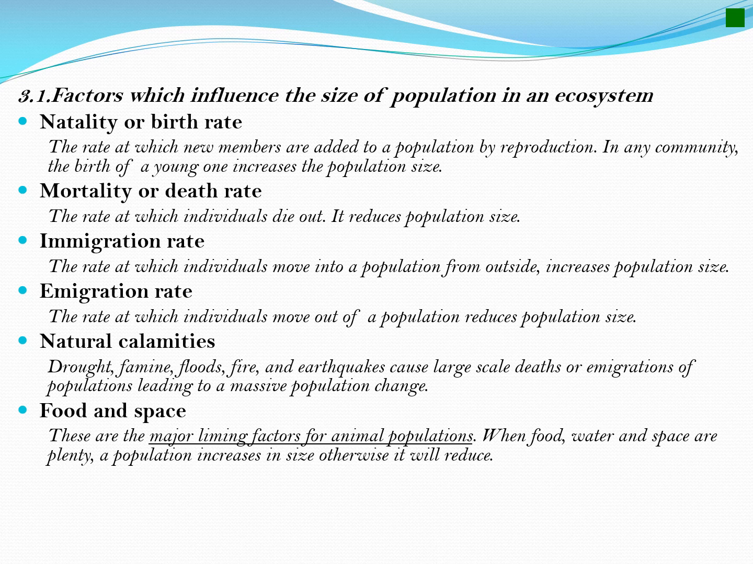Natural calamities. We have examples like drought, famine, floods, fire, and earthquakes that cause large-scale deaths or emigrations of populations, leading to massive population change. Food and space. These are the major limiting factors for animal populations. When food, water, and space are plenty, population increases in size, otherwise it will reduce.